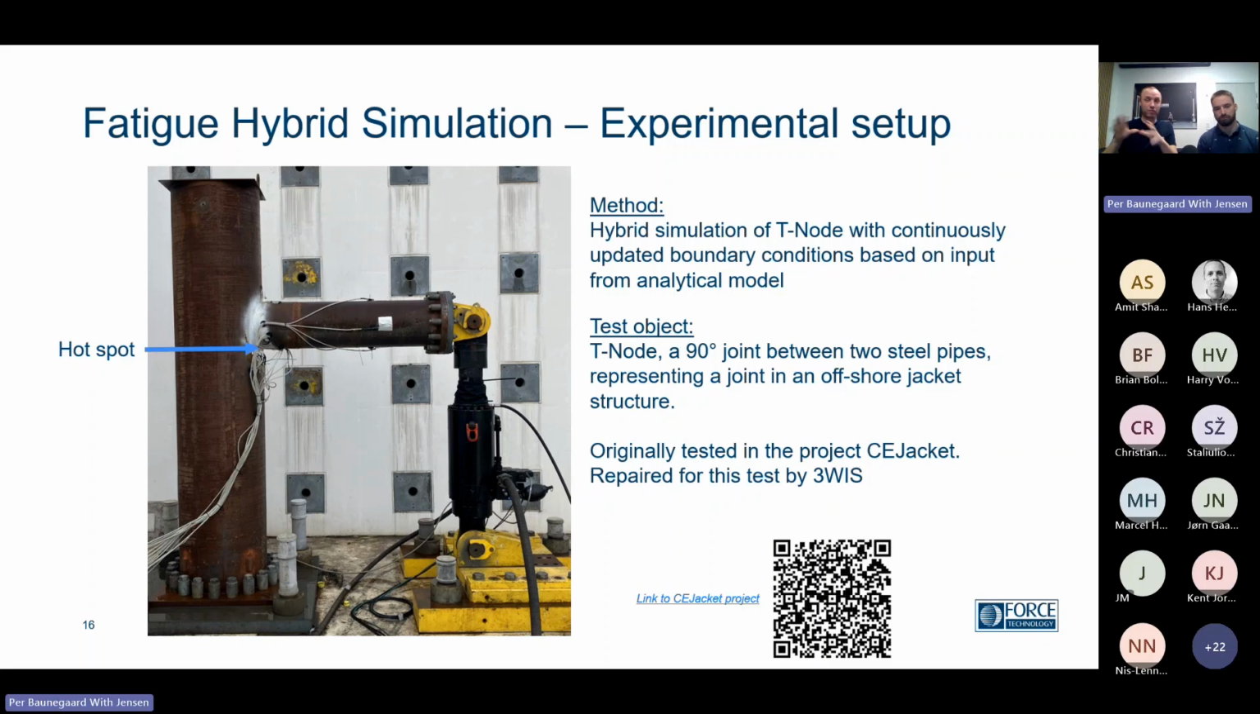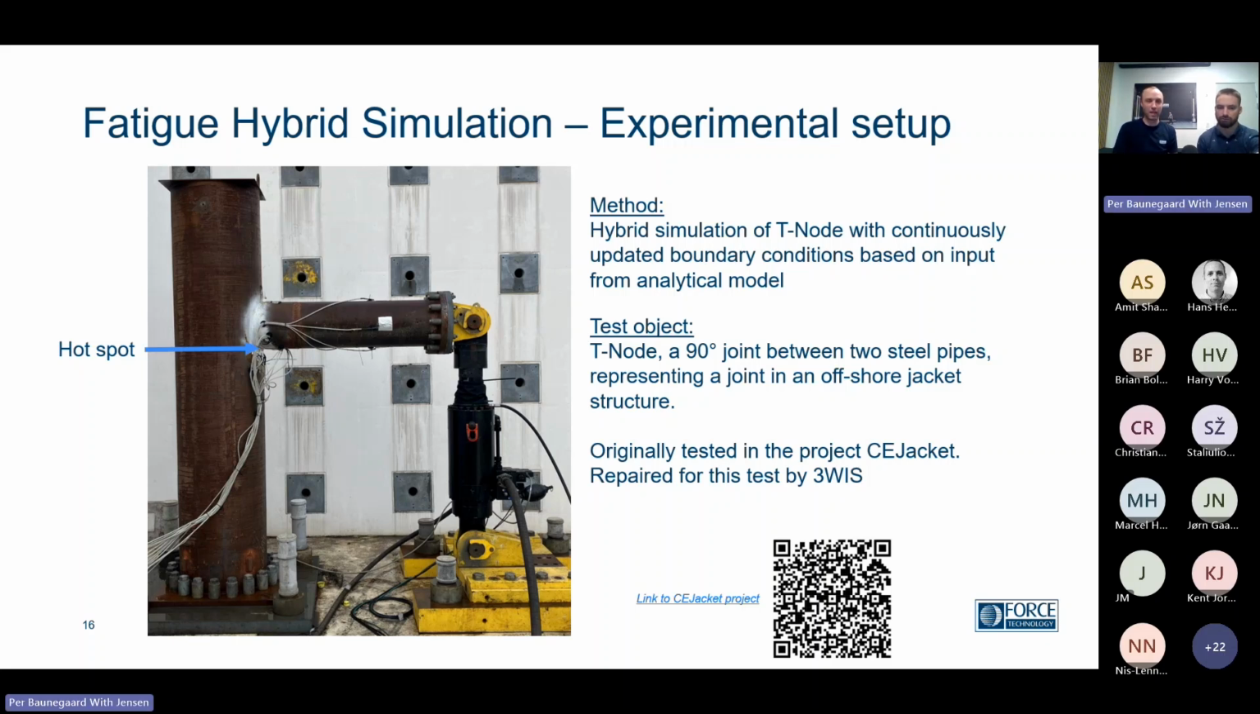And you can find these joints in offshore jacket structures. There are other joint geometries, but this was originally tested in an innovation fund project called CJagged, where the purpose was to investigate fatigue lifetime and how that could be extended by doing post-weld treatments. And if you want to learn more about that project, you can look into the QR code. There are also published articles about the results from that.